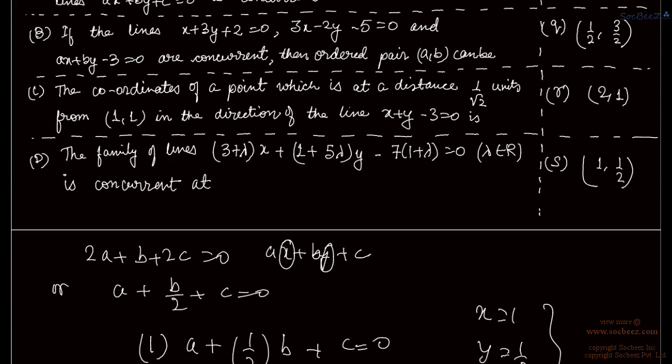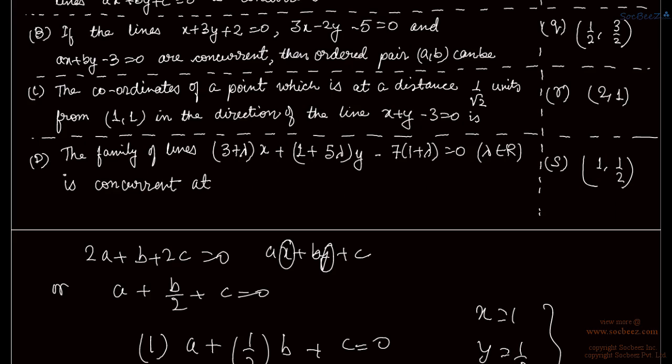the family of lines (3 plus lambda)x plus (1 plus 5 lambda)y minus 7 times (1 plus lambda) equal to 0 is concurrent at. So this is the family of lines, which varies with the parameter lambda. The question is asking, this family passes through a fixed point, that is, a point where all those lines are concurrent.